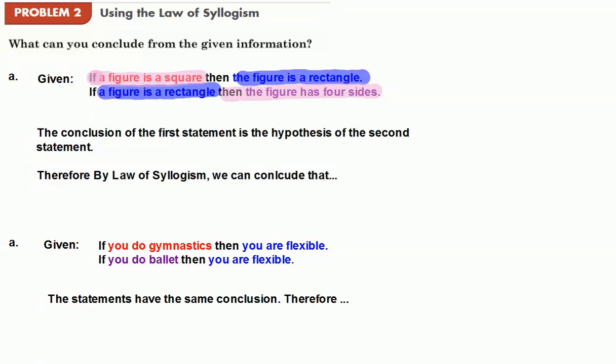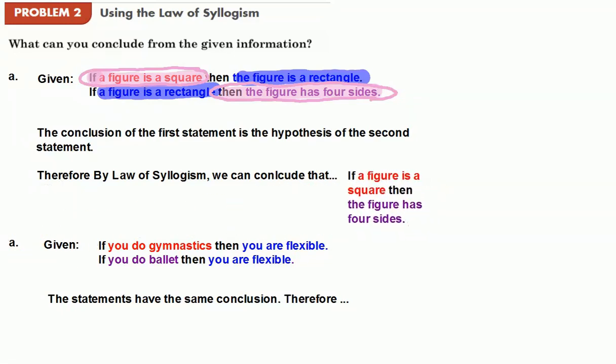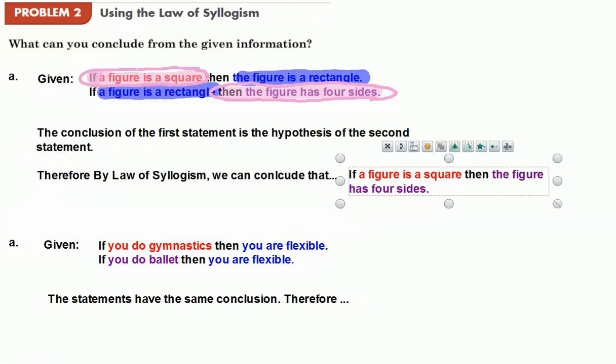In other words, we're connecting these 2 things right here. We're connecting the hypothesis of the first statement with the conclusion of the second statement. Okay, we're connecting those together. So therefore, by law of syllogism, we can conclude the following. Now we write it down. If a figure is a square, then the figure has 4 sides. So that would be our new statement by connecting those together.